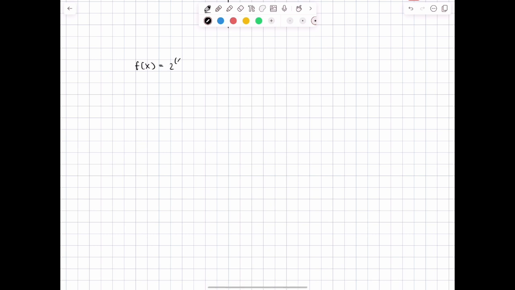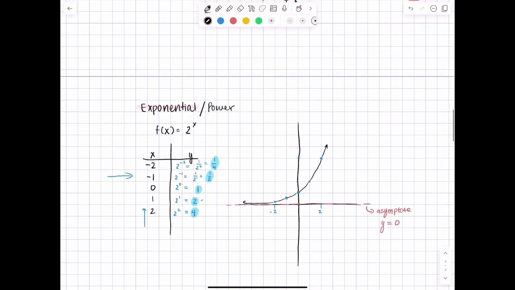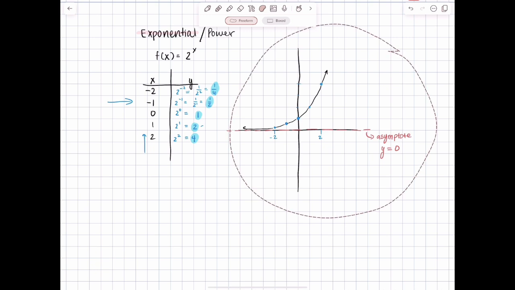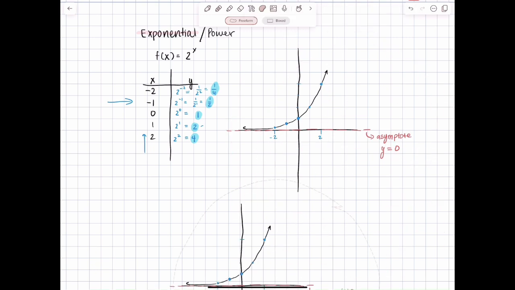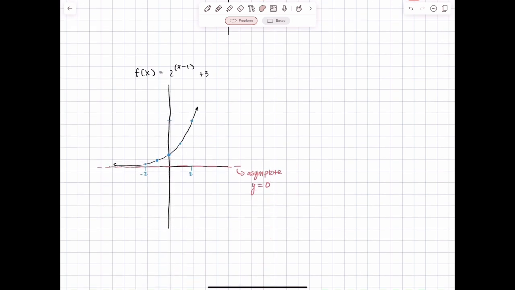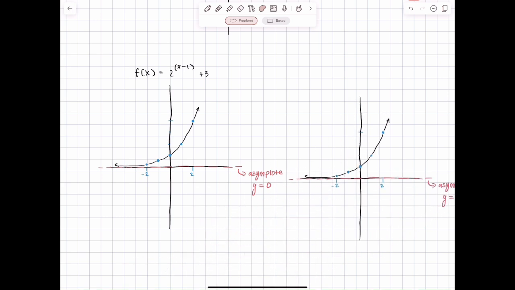Now an example with two transformations in one equation: 2 to the power of x minus 1, plus 3. We know that the exponential looks like this. So I'm going to bring this down, and let's bring the asymptote down as well.